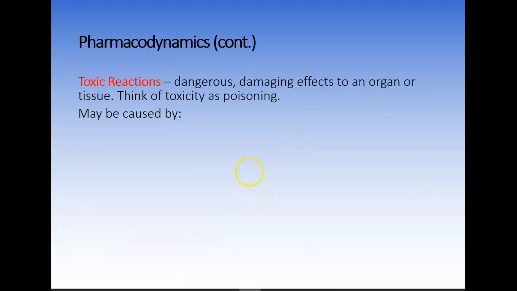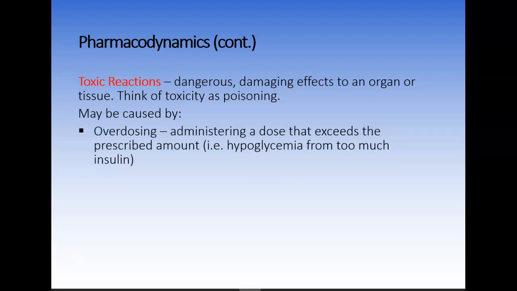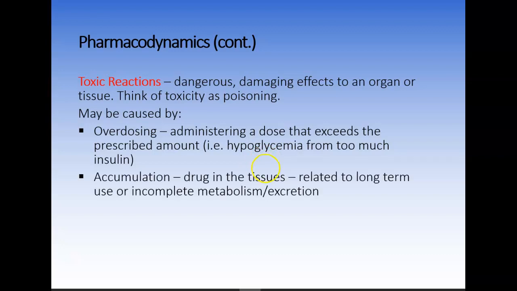And then you have toxic reactions. So dangerous, damaging effects to an organ or a tissue. So toxicity is very much like a poison. And so an overdose, we all hear plenty about that these days with fentanyl. You hear about that happening, right? Same thing can happen with hypoglycemia from insulin. Accumulation, sometimes what happens is a drug is not eliminated well. We talked about elimination, right? If it's not eliminated well, the drug can continue to raise in the blood or in the system, and next thing you know, it accumulates and creates toxicity.